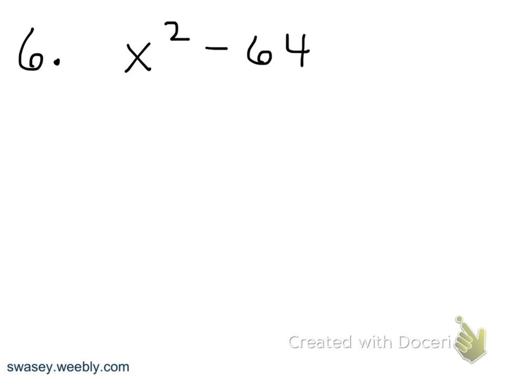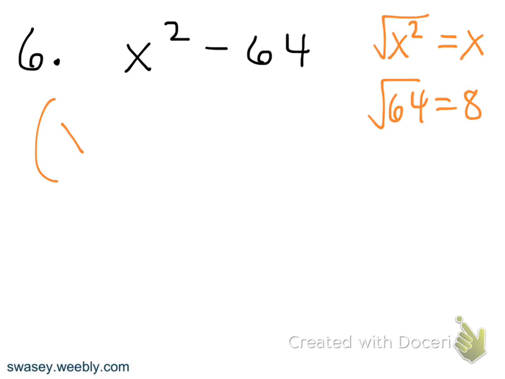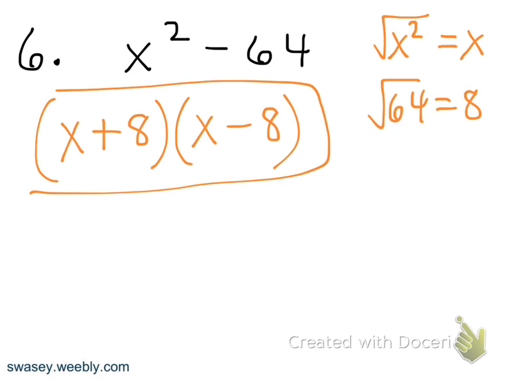Again, difference of two squares. Square root of x squared is x. Square root of 64 is 8. So we'll have x plus 8, x minus 8. And that's the way the difference of two squares factors.